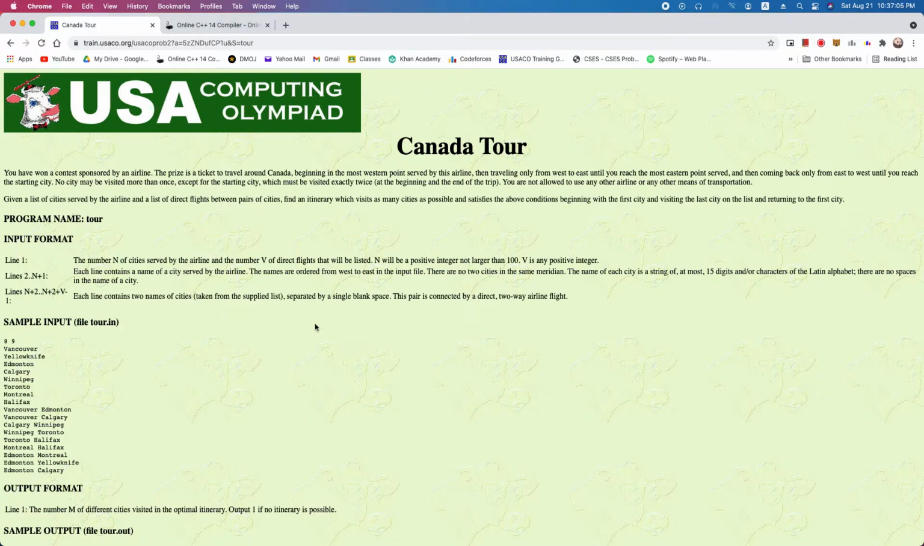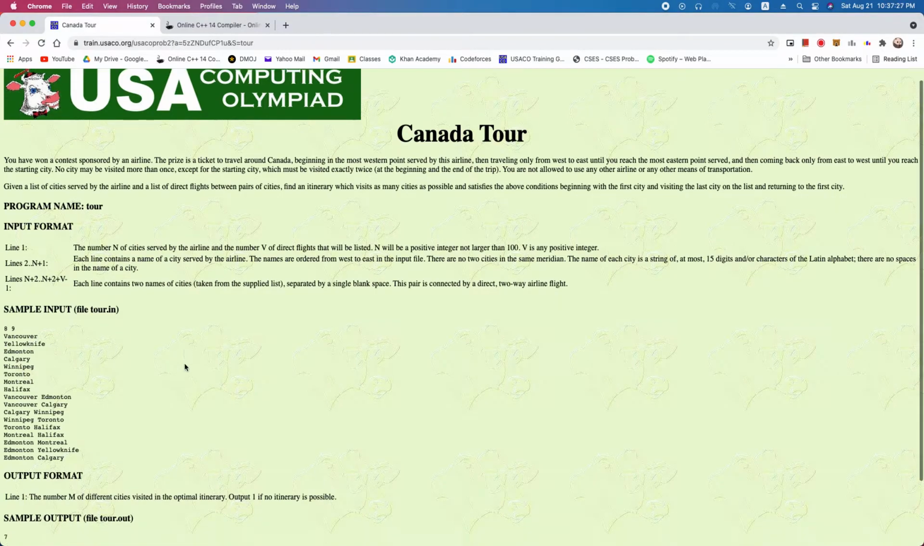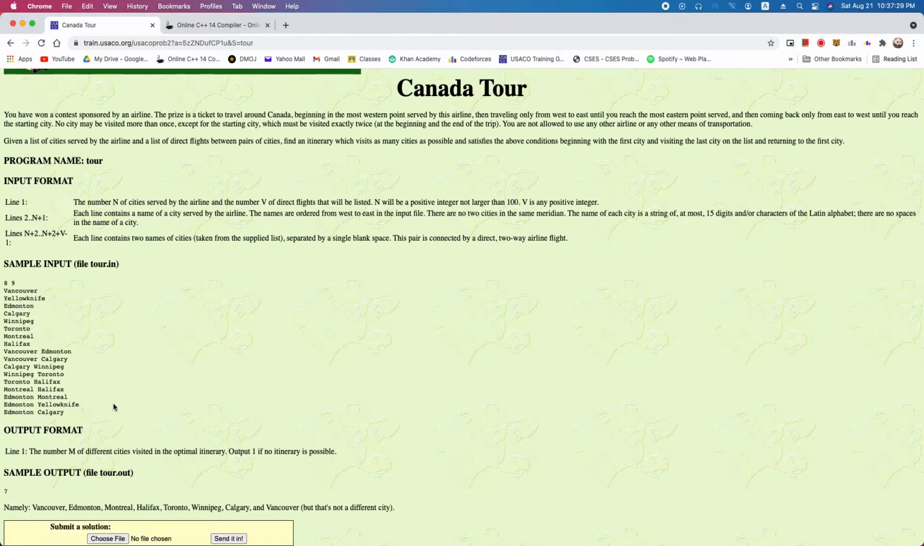In this problem, we're given a few points and we want to visit them in order, starting at the leftmost city, going to the rightmost city, and then returning back without going through any cities that we've already visited. So we're basically asked to find the longest path that can make us go all the way to the end and come back.